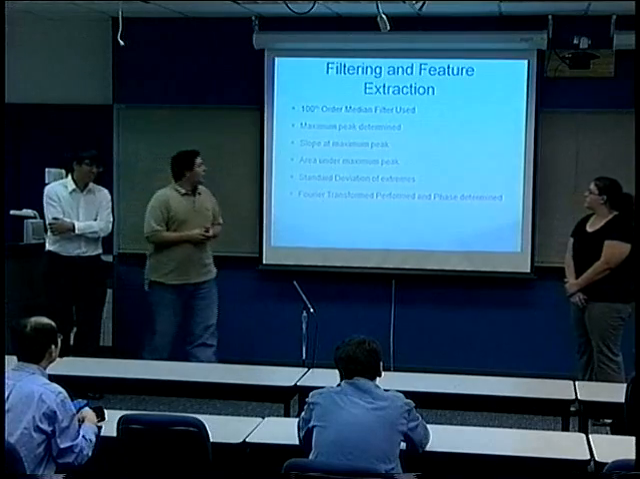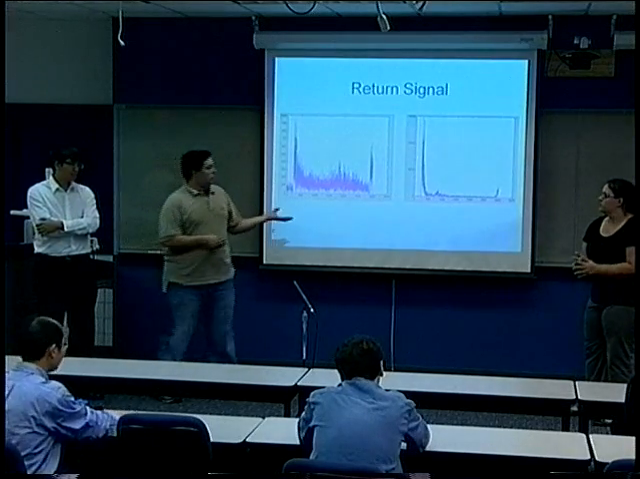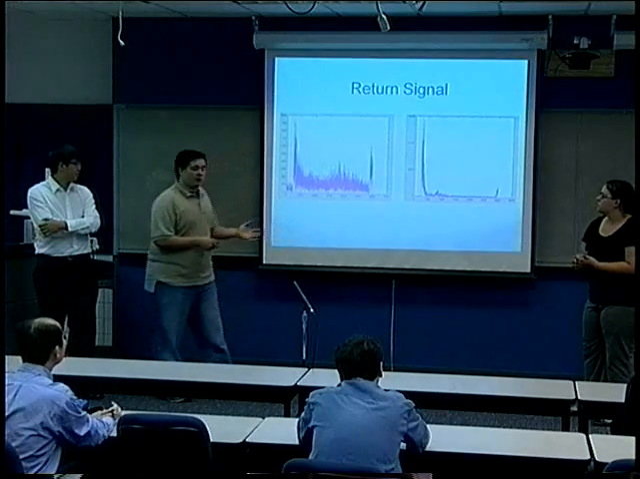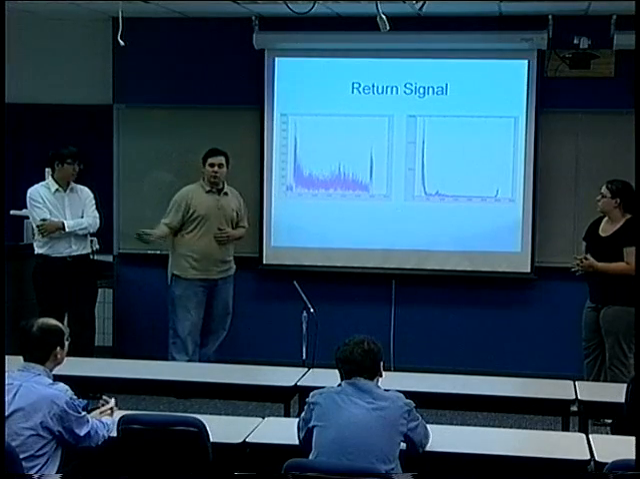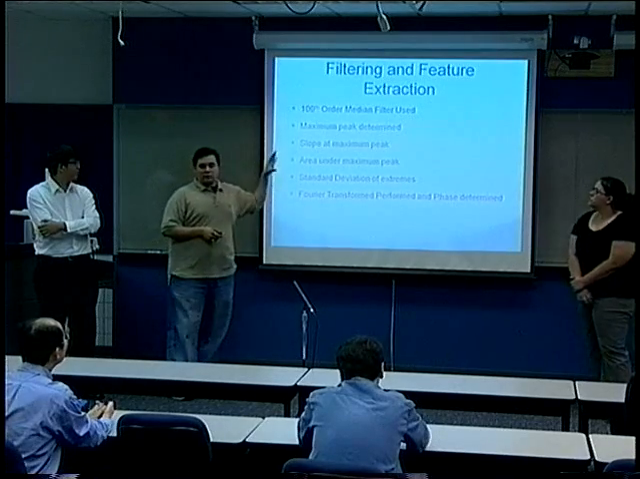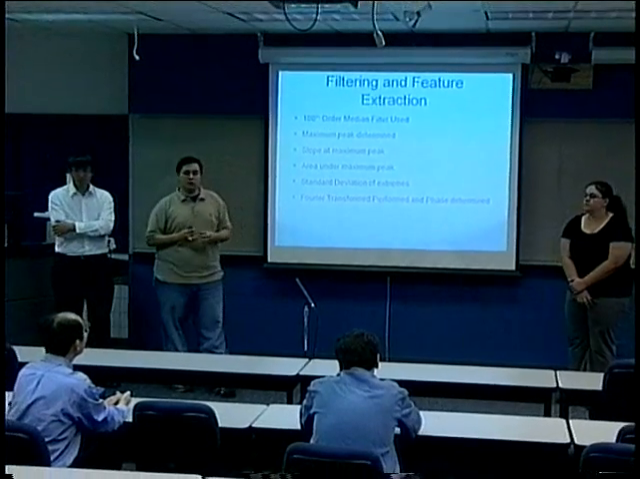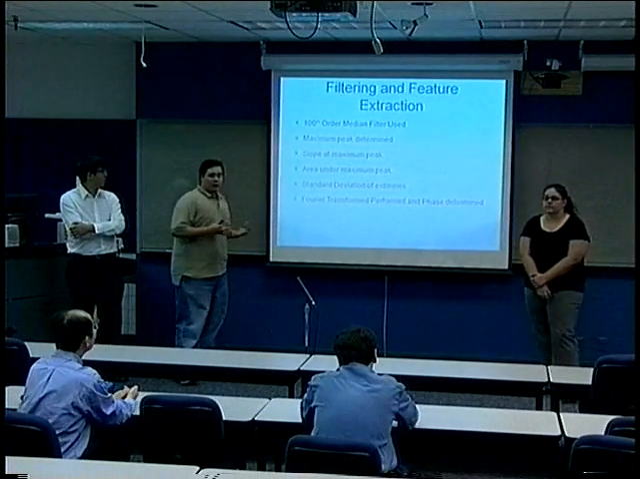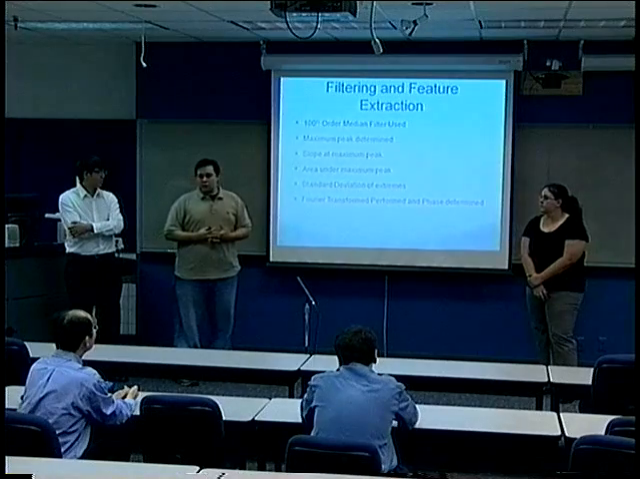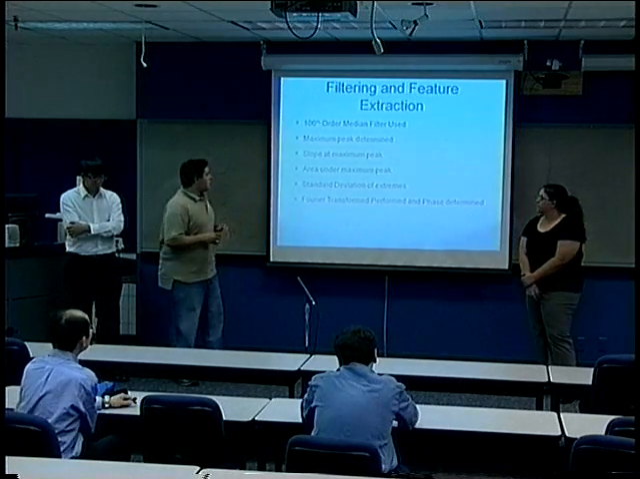In order to filter, we took this return, from which we can't extract very much information other than the graininess feature, which we are going to elaborate on. But we filtered these signals using a 100th order median filter. That was the one that gave us the cleanest result. It's a very high order filter, and we risked losing a lot of information doing that, but we still went with it because we needed to extract certain features.